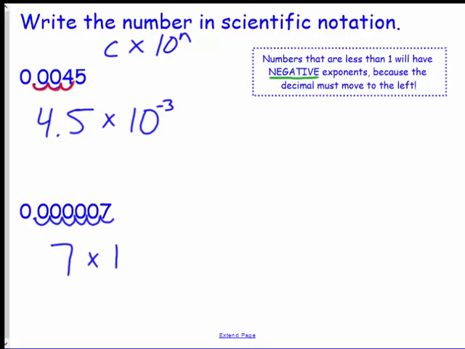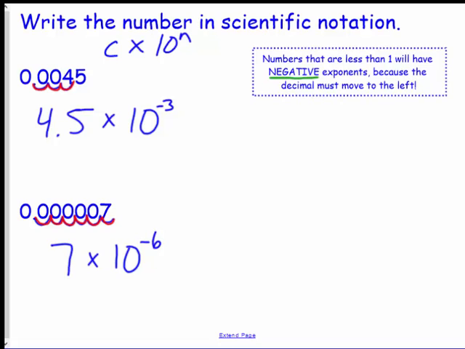I'm going to take 7 times 10 to some power. And again, I ask myself, well, how many decimal places do I need it to go back to the left? Well, I need it to go once, twice, 3 times, 4 times, 5 times, all the way back 6 times. So 7 times 10 to the what? Since it's smaller, it's going to be to the negative 6th, since I wanted to move it to the left.